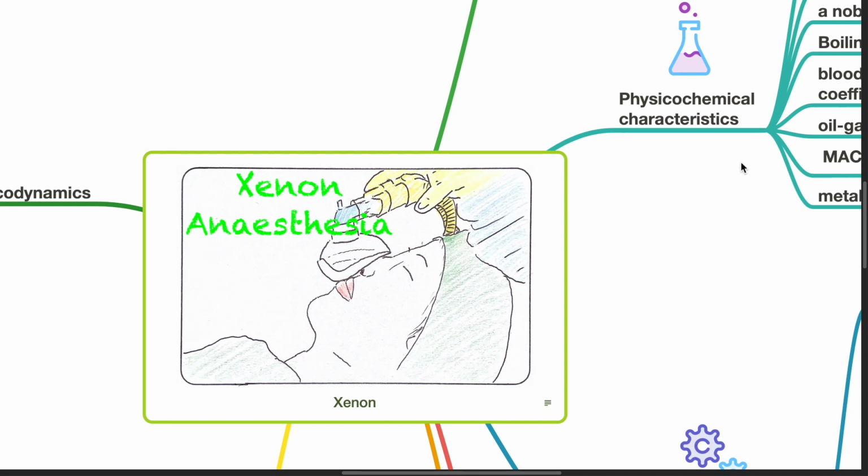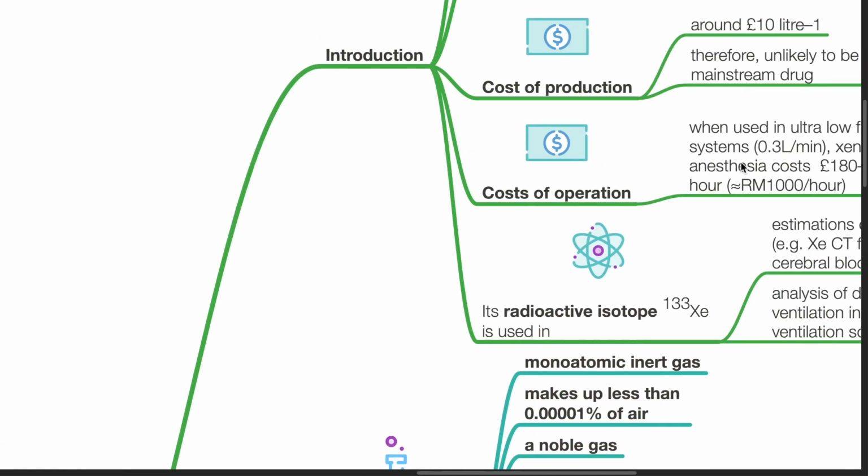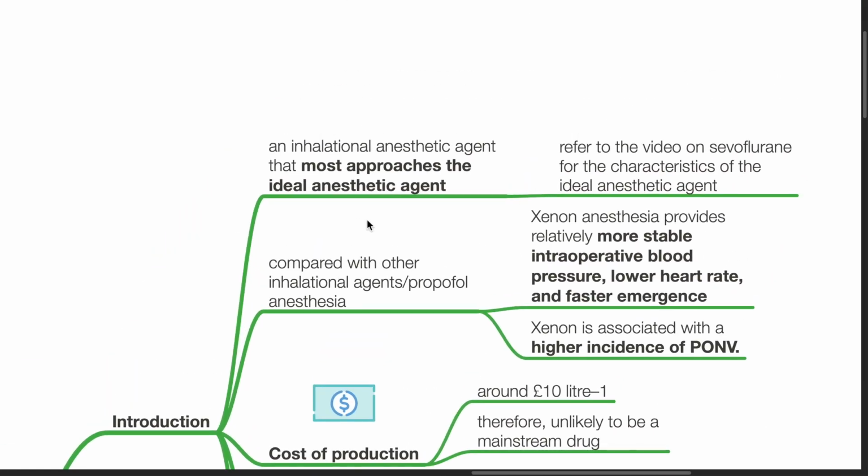Today we will be discussing Xenon. Introduction. Xenon is an inhalational anesthetic agent that most approaches the ideal anesthetic agent. Kindly refer to the video on sevoflurane for the characteristics of the ideal anesthetic agent.